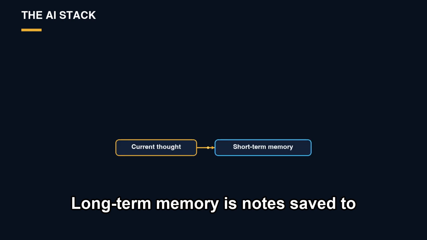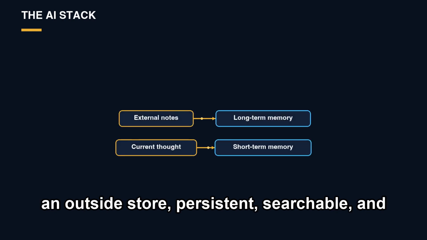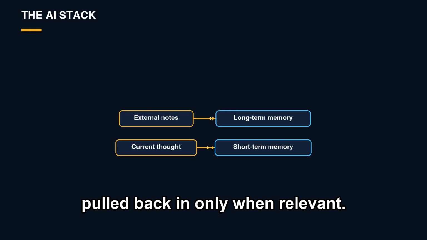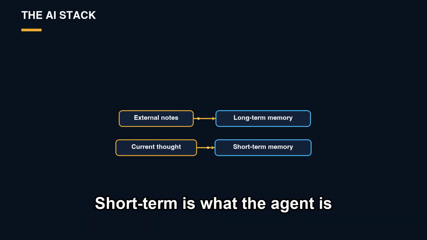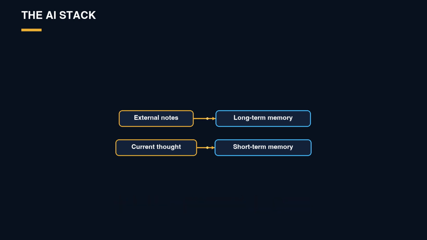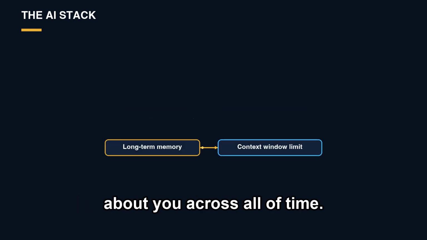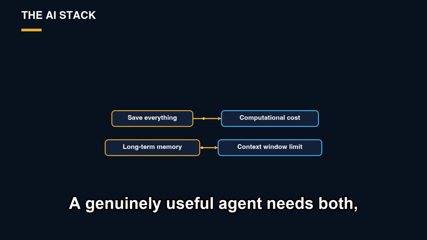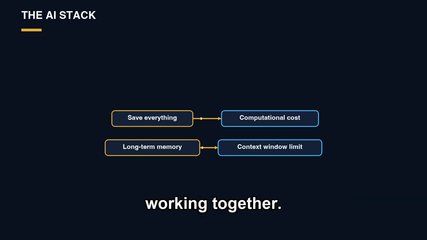Long-term memory is notes saved to an outside store, persistent, searchable, and pulled back in only when relevant. Short-term is what the agent is thinking about right now. Long-term is what the agent knows about you across all of time. A genuinely useful agent needs both, working together.